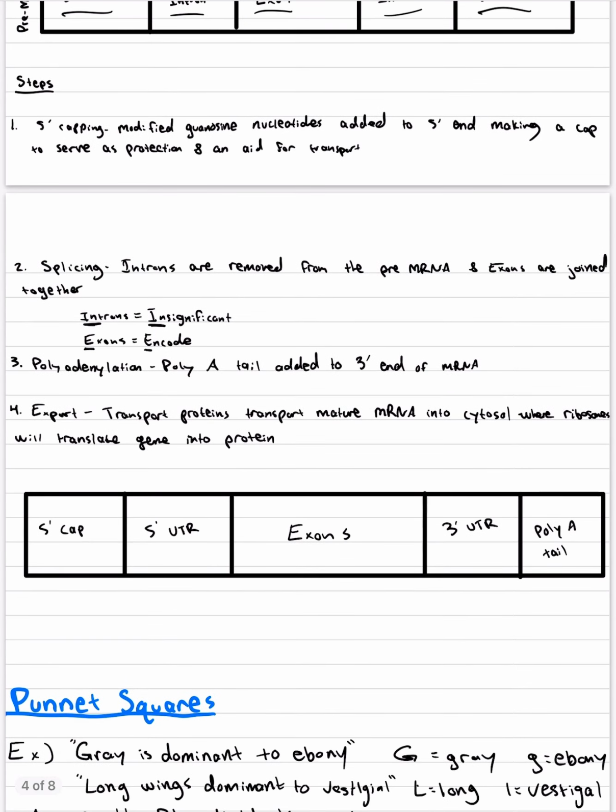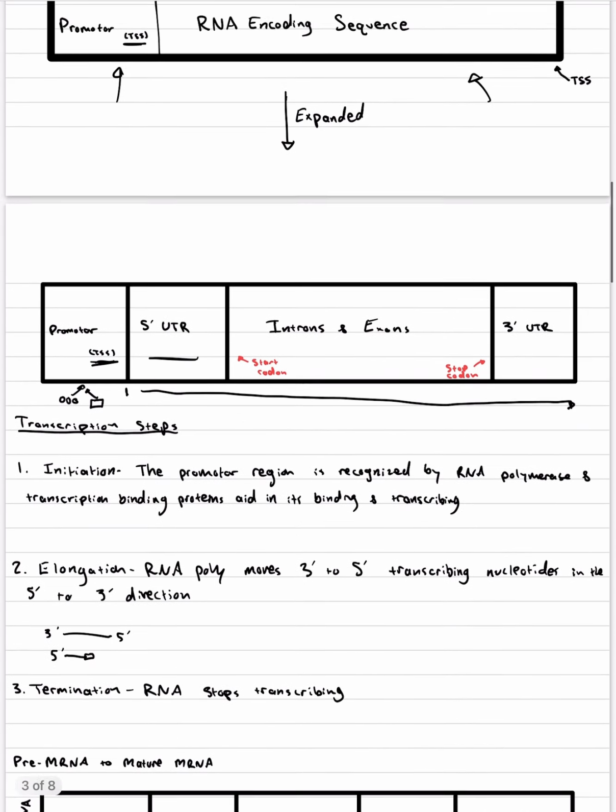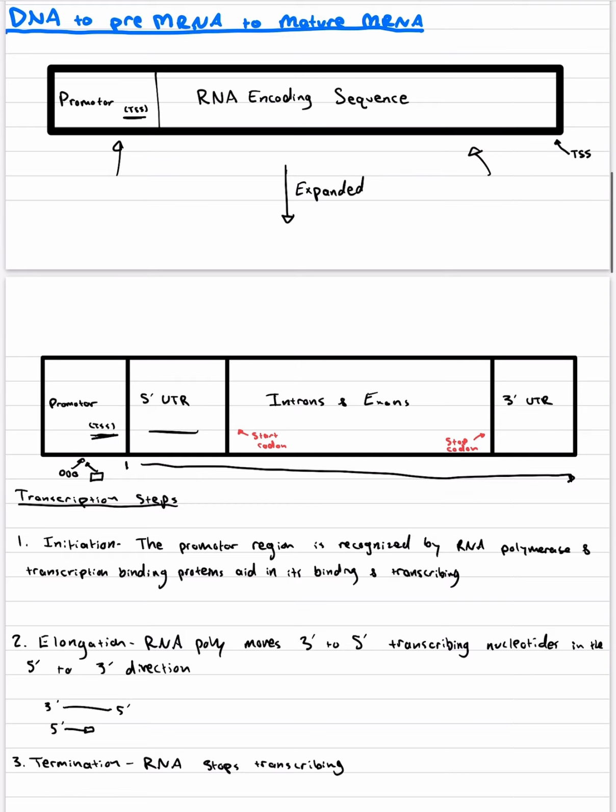And here's an image of the mature mRNA. The mature mRNA includes a 5' cap and a poly A tail, and it excludes all the introns and instead just has exons. So those are the major occurrences which allow for the pre-mRNA strand to become a mature mRNA strand. It's just the removal of the introns and the addition of the 5' cap and the poly A tail to the 3' end. That is all you need to know, apart from the conceptual aspects.